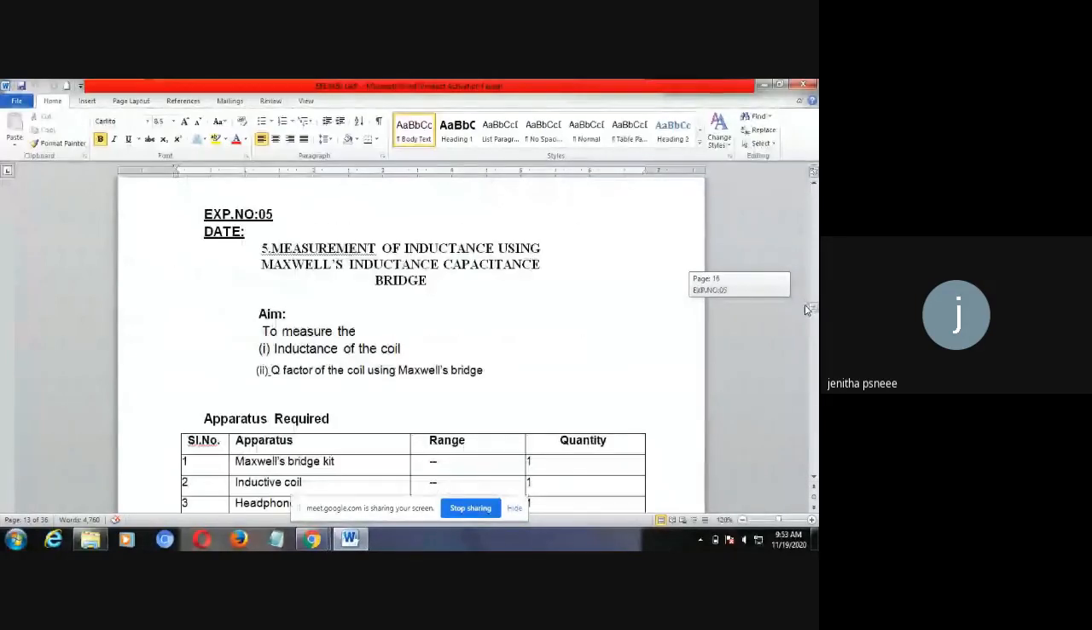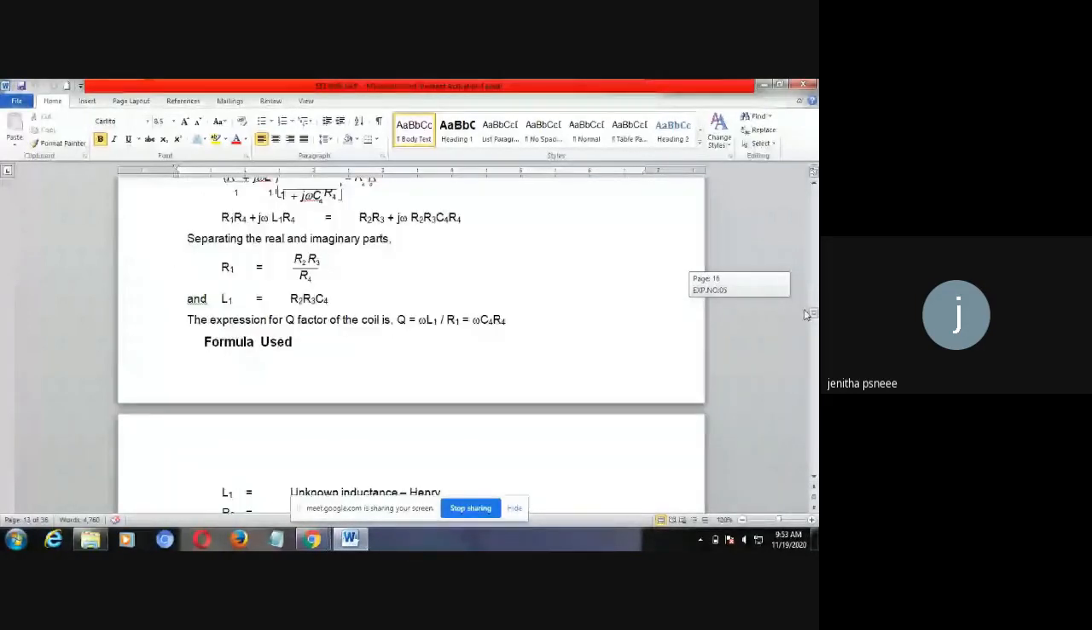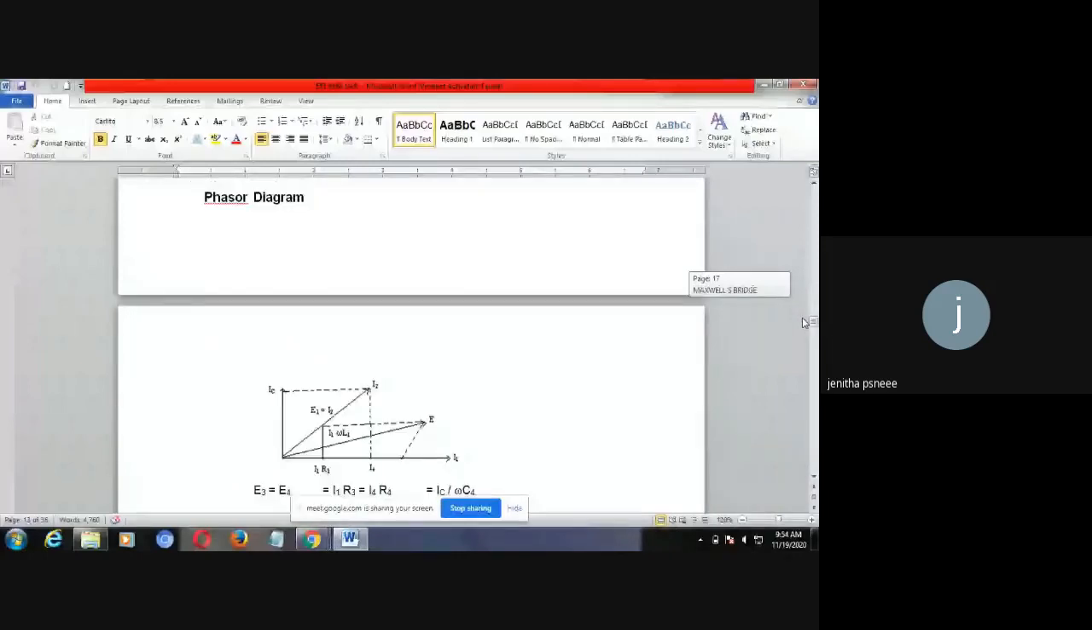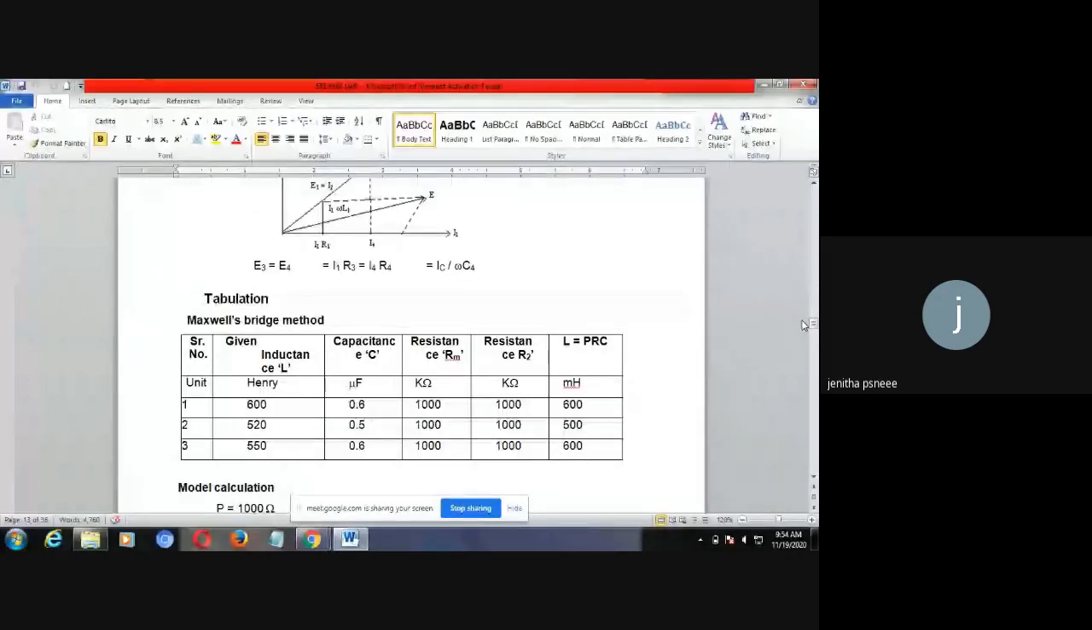See here, this is the formula: L1 is equal to R2 R3 C4. So what are the things you can take in tabulation? You will be taking R1, R2 and the capacitance. This is the formula, R1 R2 capacitance, and we will be using this in the formula also. So you just tabulate it, and note the values you are keeping, the values you are fixing as the resistors or capacitors. You have to take them in the tabulation. Now you have to use the formula: L is equal to R1 R2 into C. Those formulas you will be calculating.